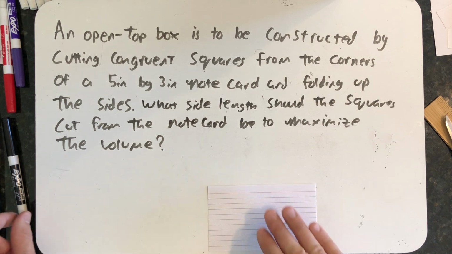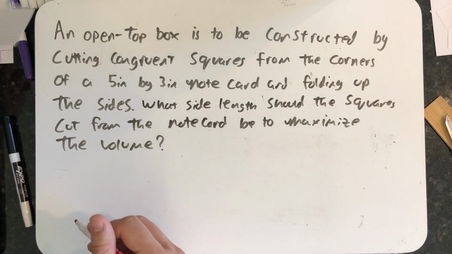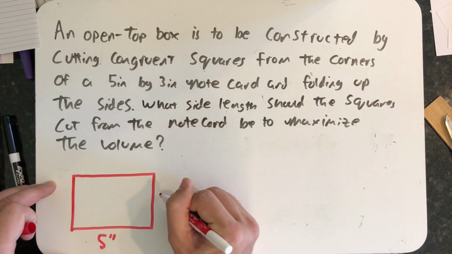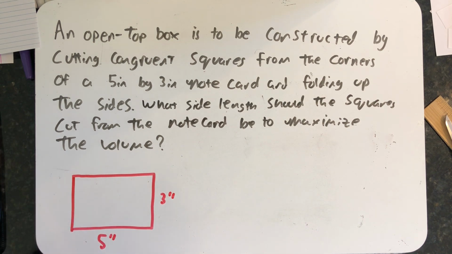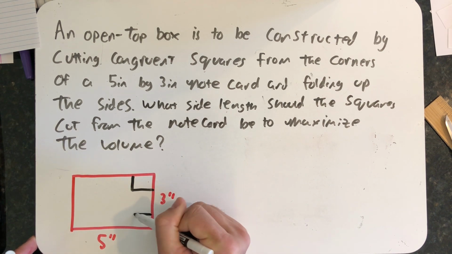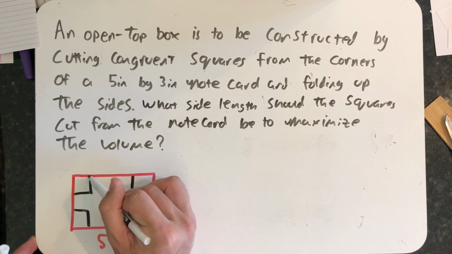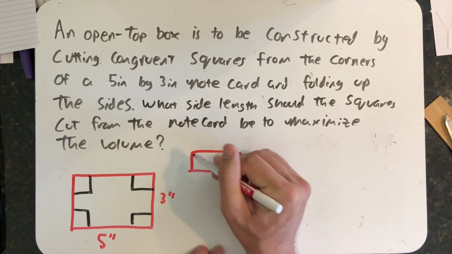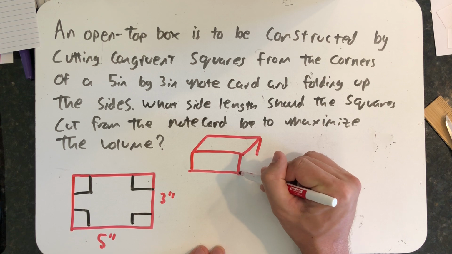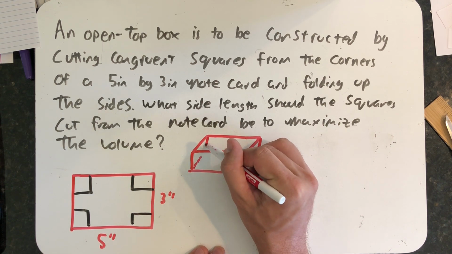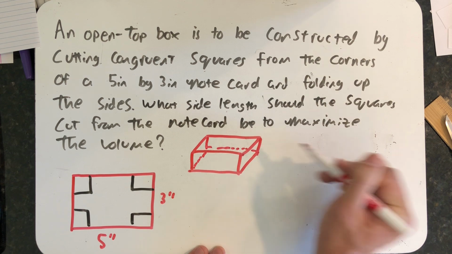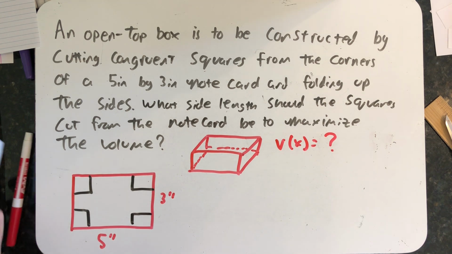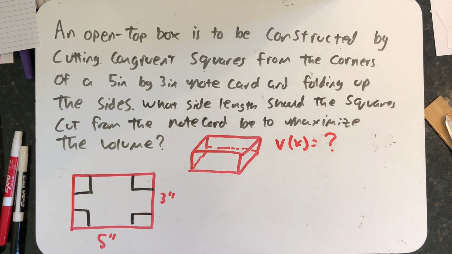And so what I'm thinking is that I started off with a 3-inch by 5-inch note card. I cut corners off of it. And then I folded up the sides that remain to get a box. And I'm asked to maximize the volume. So I think I need a function for volume, because if I had a function on volume, then I could do some calculus to find minimums and maximums.